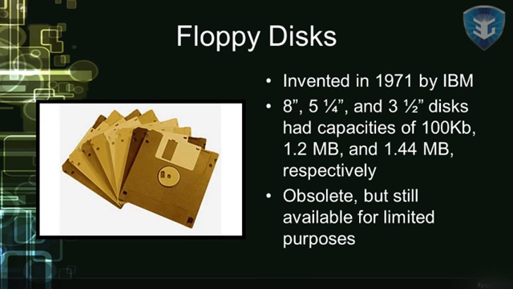Floppy disks were invented in 1971 by IBM, and were initially known as memory disks. Floppy disks began as an 8-inch flexible disk, then progressed to a 5.25-inch flexible disk, and finally a 3.5-inch rigid disk. They ranged in capacity from 100 kilobytes to 1.44 megabytes. Now obsolete, most computer manufacturers no longer include floppy drives in their new systems.